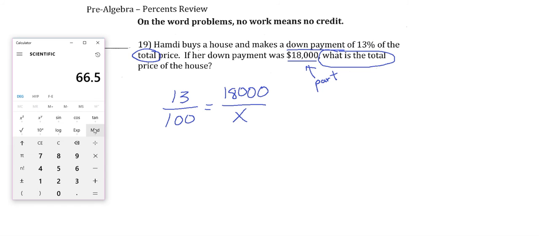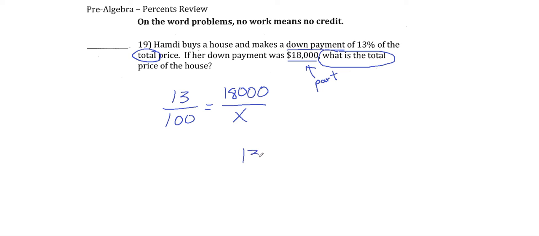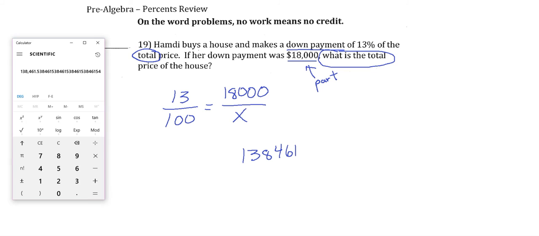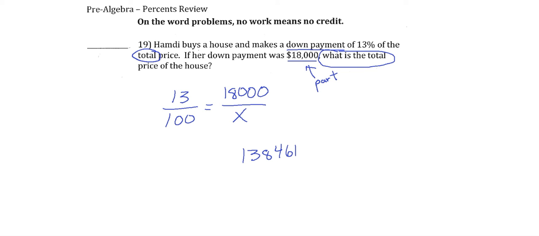But once I've got that proportion set up, 18,000 times 100 and divide by 13. All right, so we get a big long decimal here. 138,461. What was it? 538? Yep, 0.538. And it keeps going.